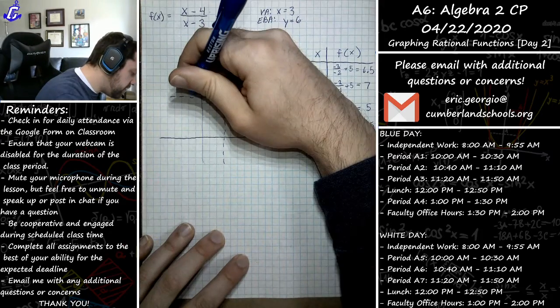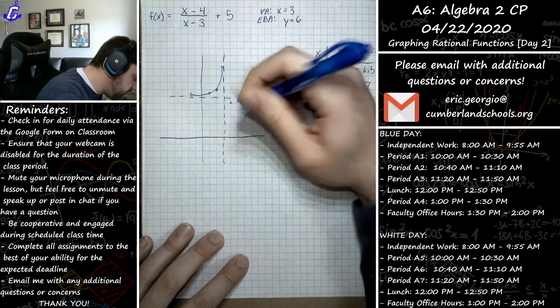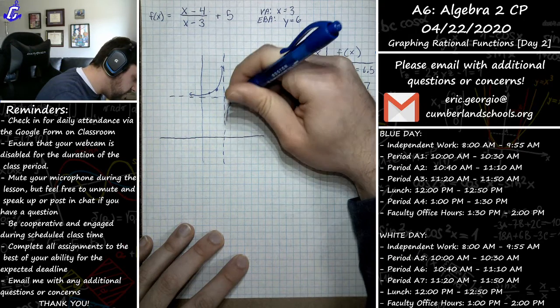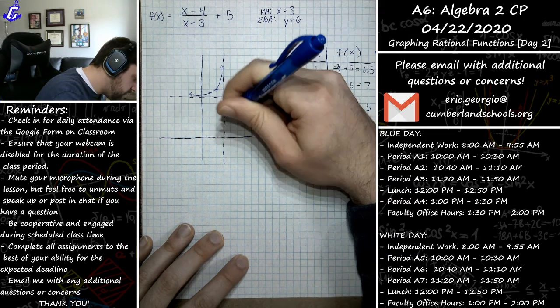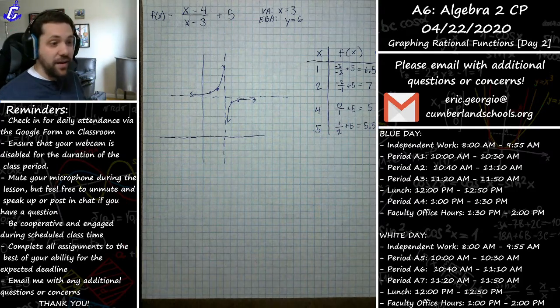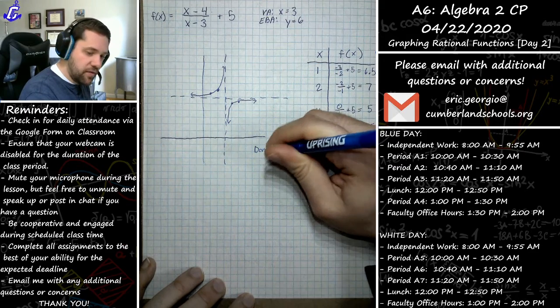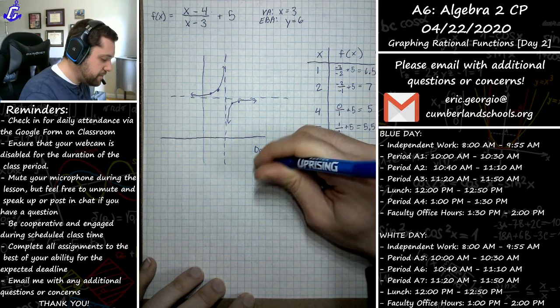So now I see curves that approach but don't touch the asymptotes. You see them and you draw them in just like that. Curves that approach but don't touch the asymptotes. And that's a nice accurate graph of what that should look like. Again, we identify our domain and range just to cap things off here.